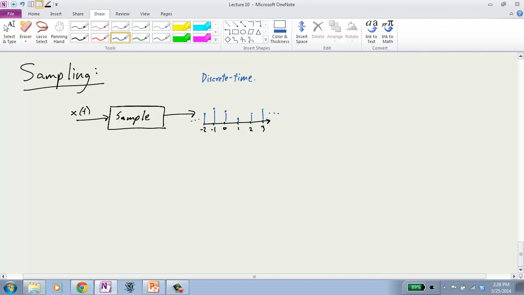All right. Now, what you're going to want, though, is that eventually you're going to need to put this back into, reconstruct it to get it back to continuous time. So we'd have some x_r(t), a reconstruction.